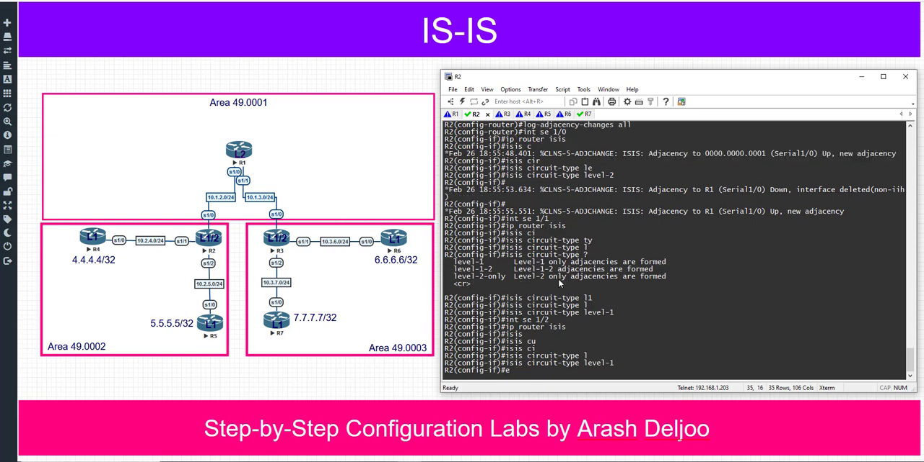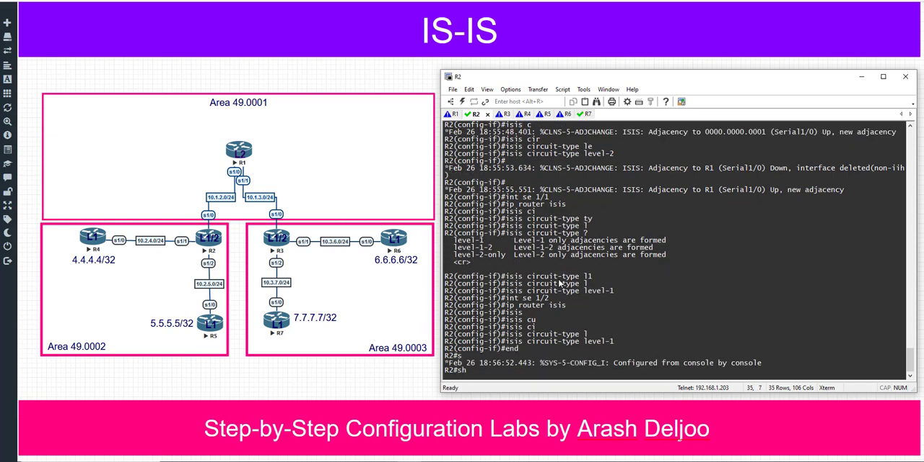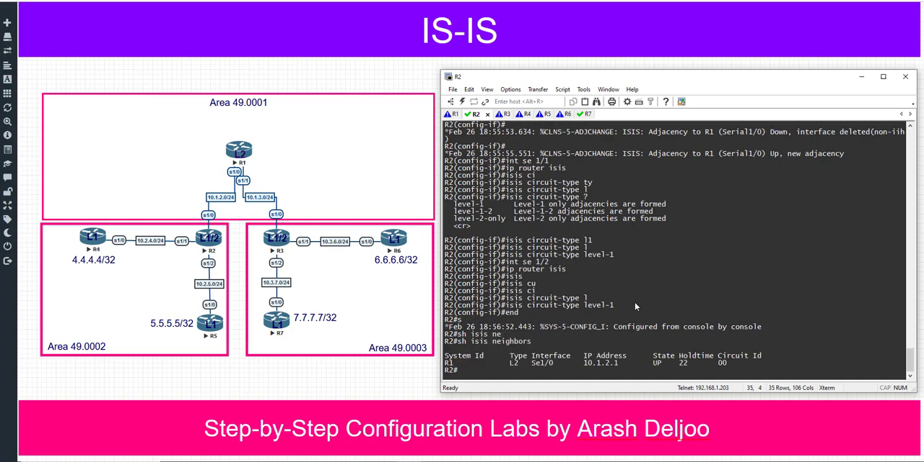Let me show you the neighborship that we now have on router 2. We expect to see only one neighborship because I didn't configure router 4 and router 5. Let me show you with show ISIS neighbors. As you can see, we have one level 2 neighbor on serial 1/0. Then we should configure, for example, router 3.